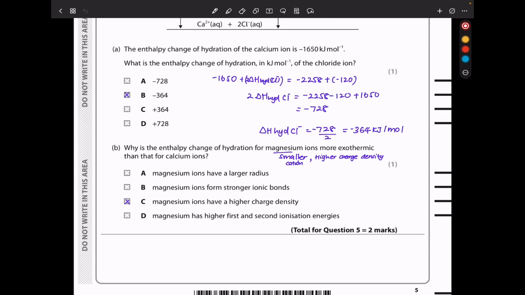And in part B, why is the enthalpy change of hydration for magnesium ions more exothermic than calcium ions? Magnesium cation is smaller than the calcium ion, so it's going to have higher charge density, and the answer should be C.